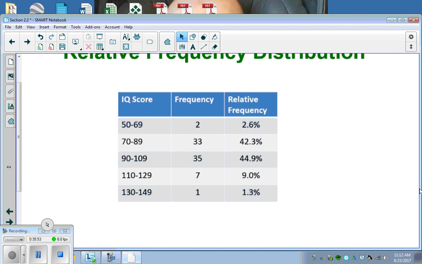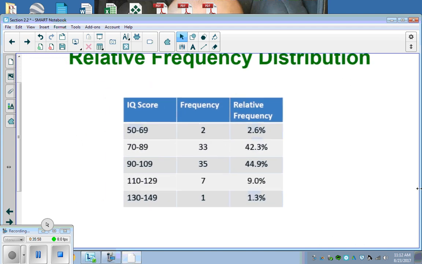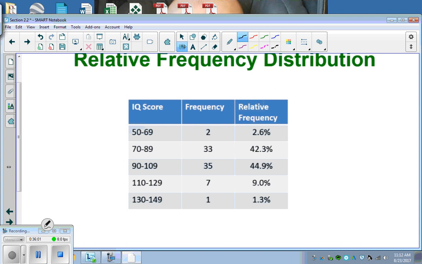So what does all that mean? First, we would total this column. Everybody can get your calculators out. Let's total that column. I think we get 78. So we have a total here of 78.